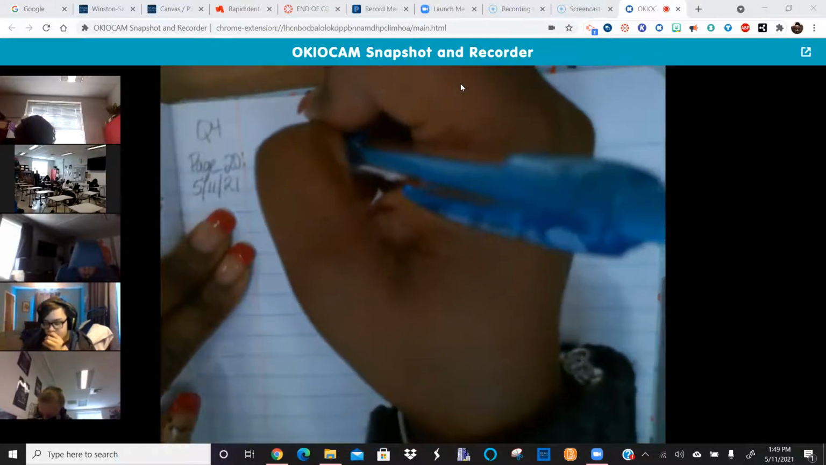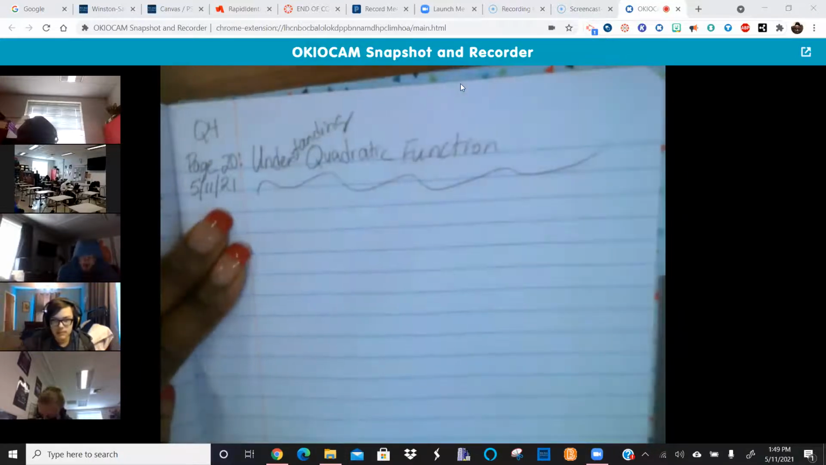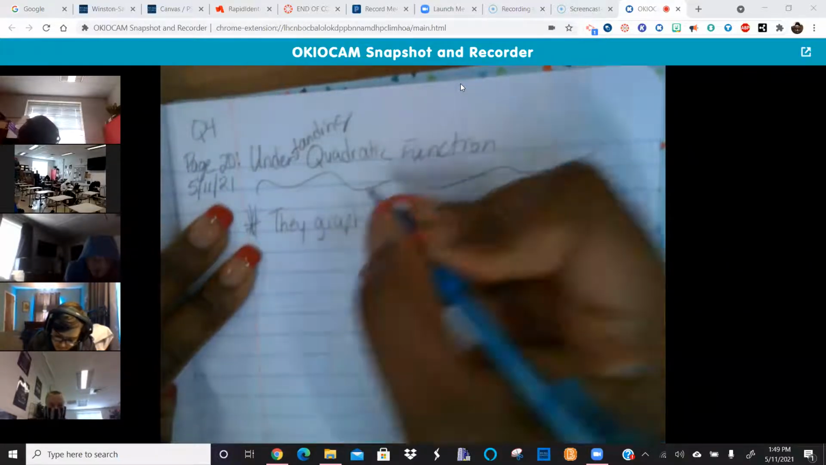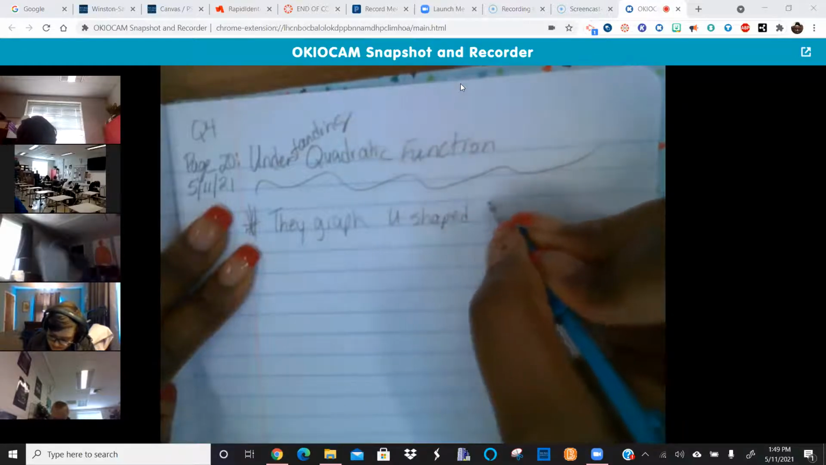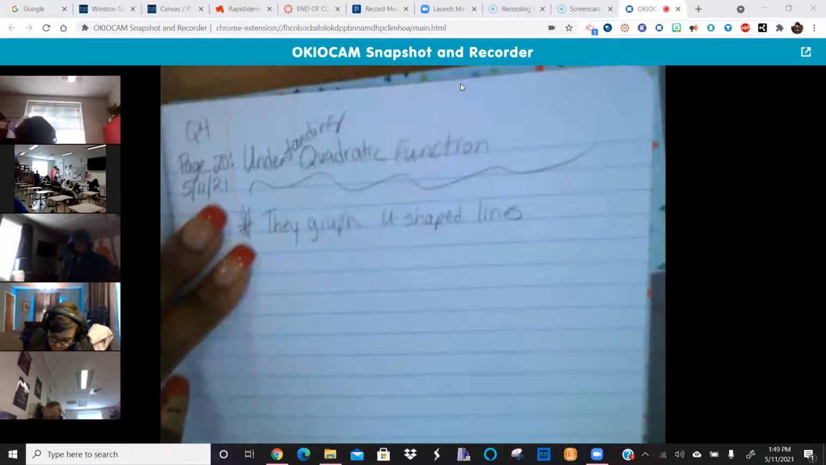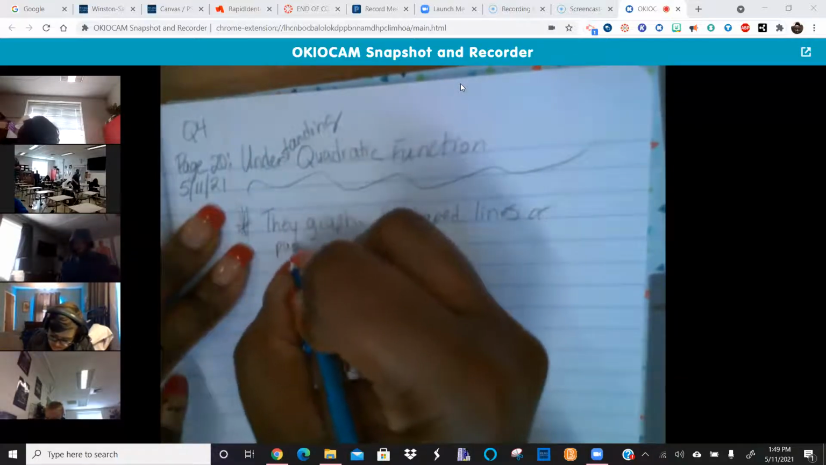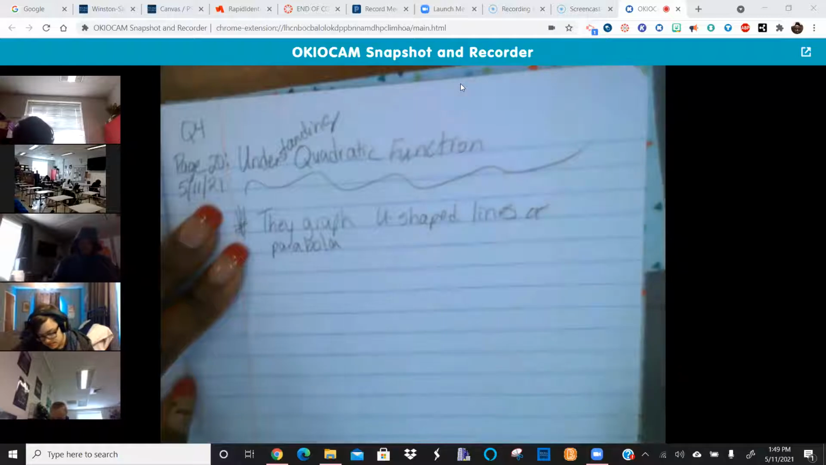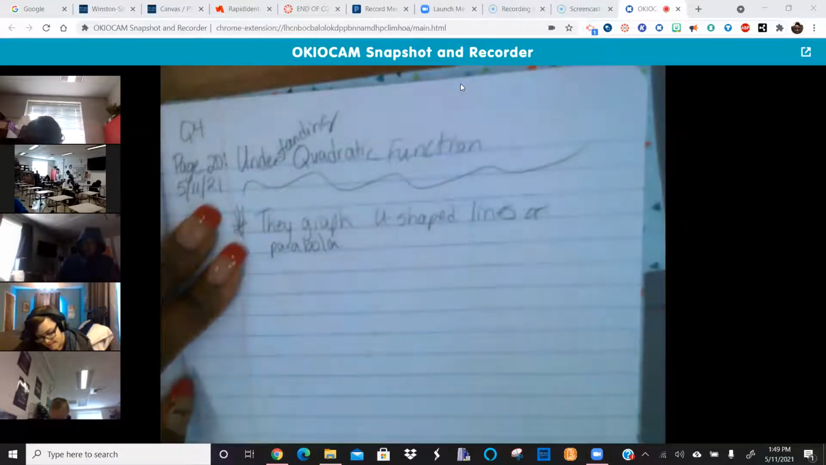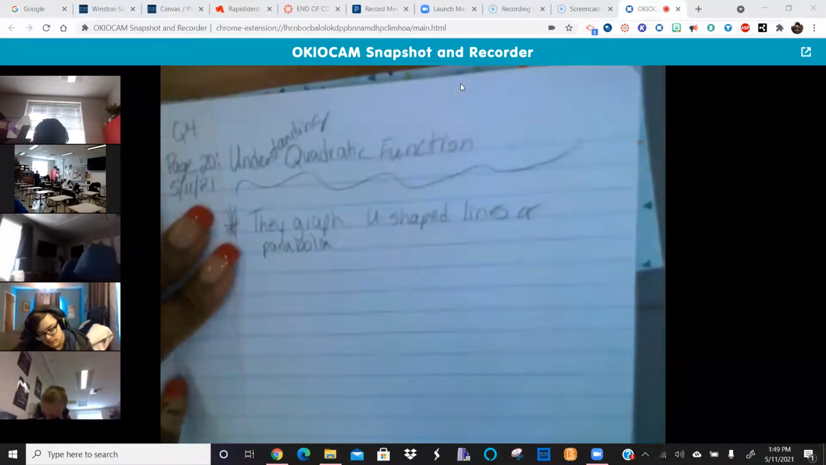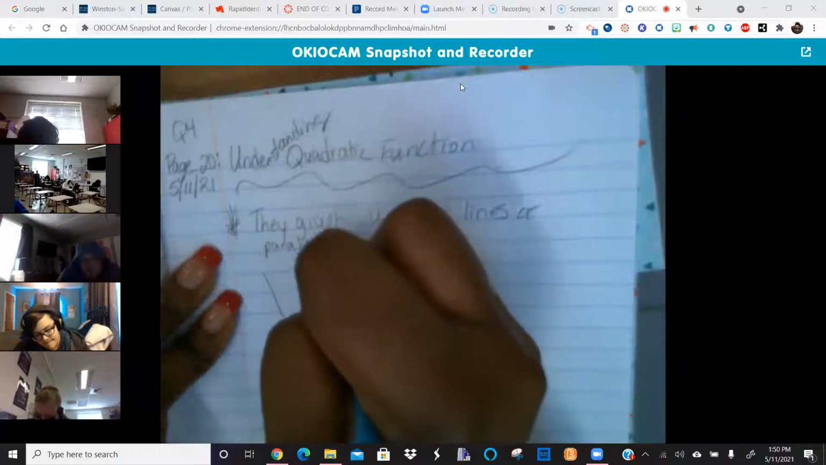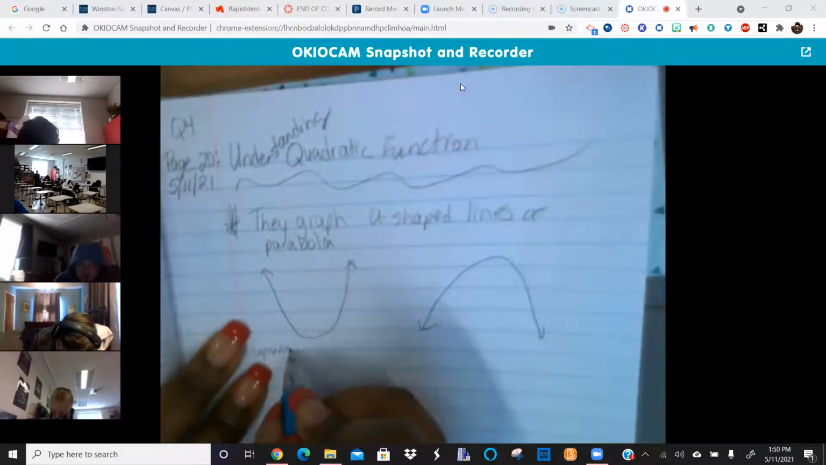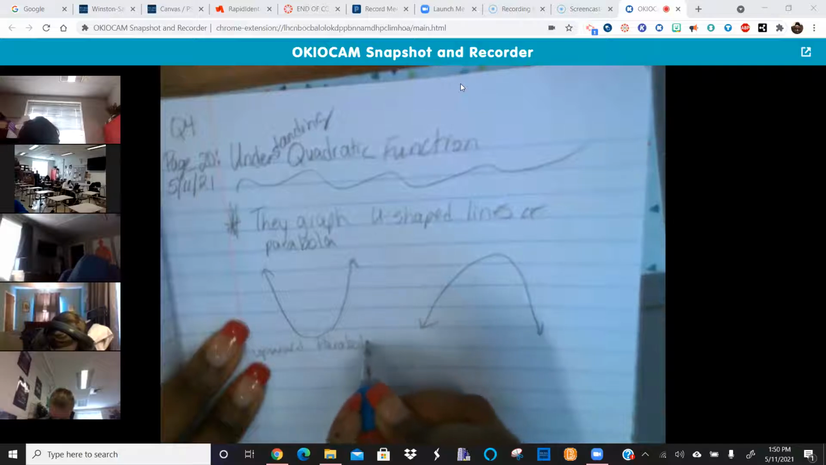Understanding quadratic functions. I just wrote "under", that's what I get for talking so much. It's supposed to be understanding quadratic functions. All right, quadratic functions graph U-shaped lines, or parabolas. A parabola is a U-shaped line. A quadratic function is either going to be an upward U or a downward U. No sideways U's, guys. It's either upward or downward. That's it. So either it's going to be an upward parabola or a downward parabola.